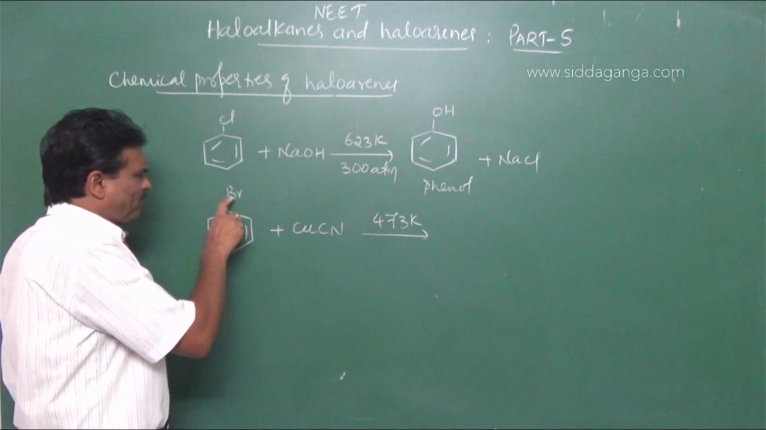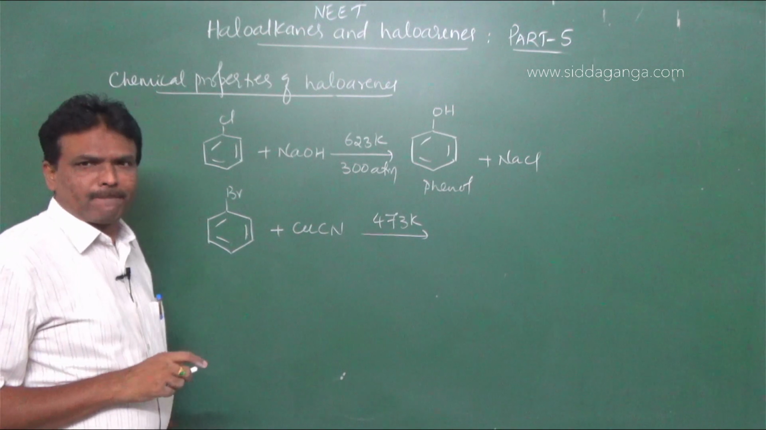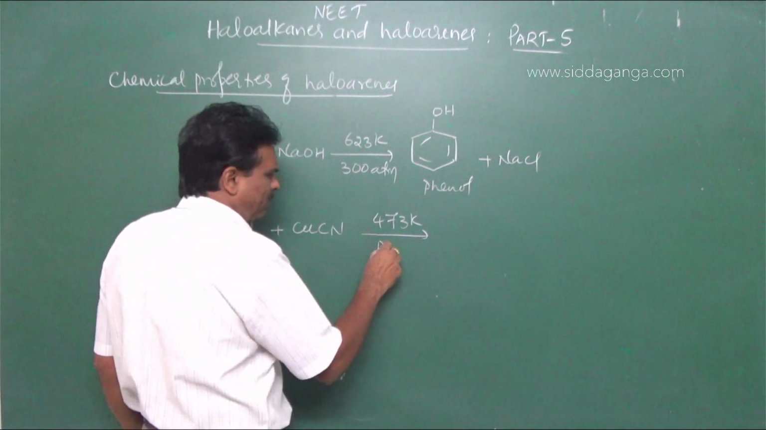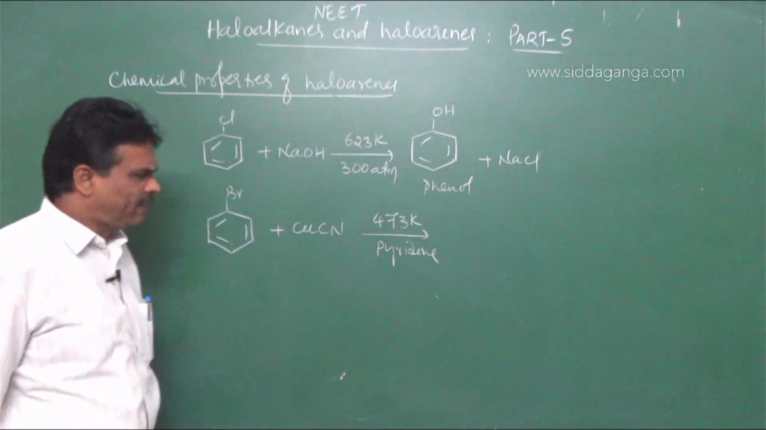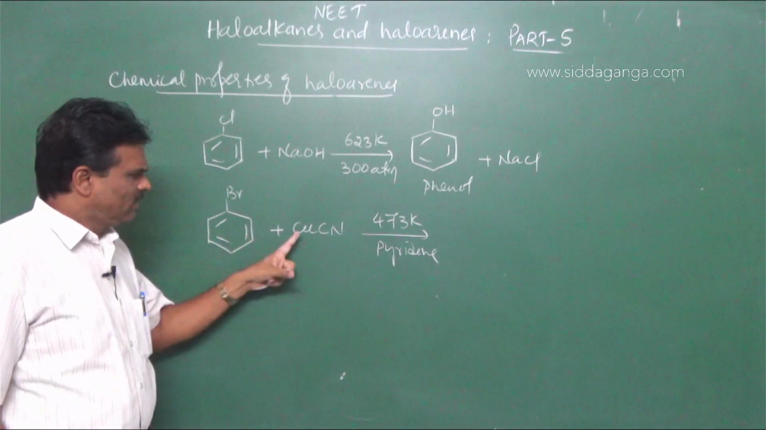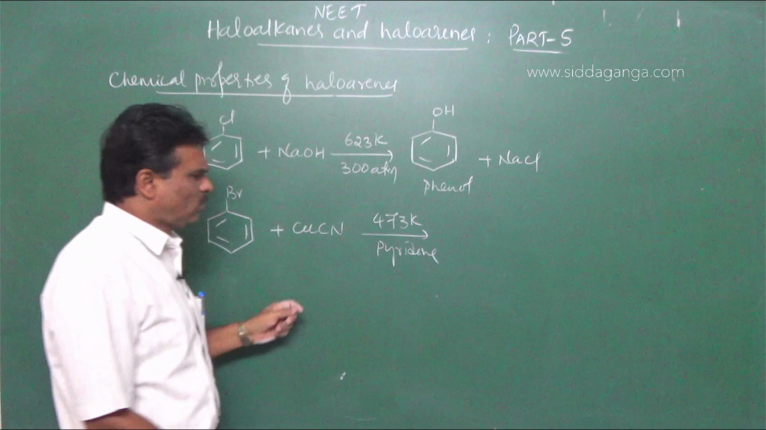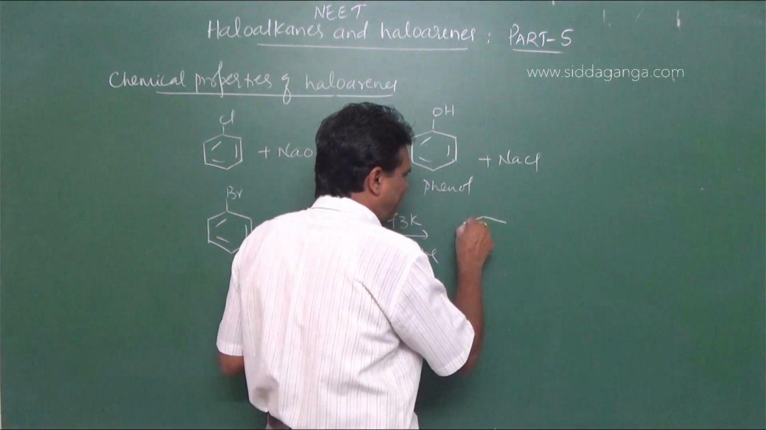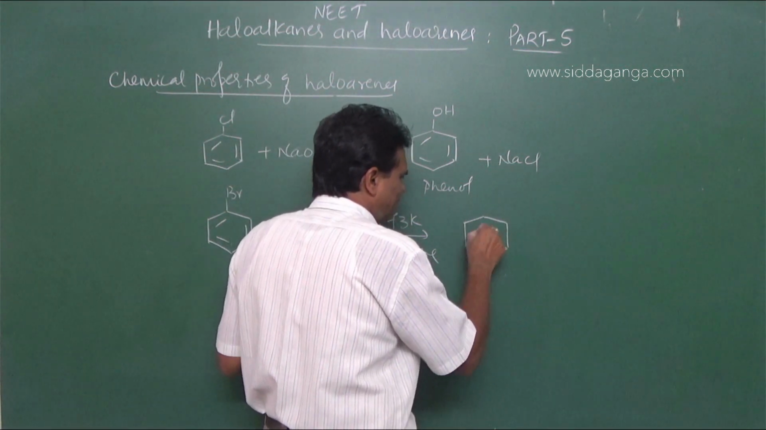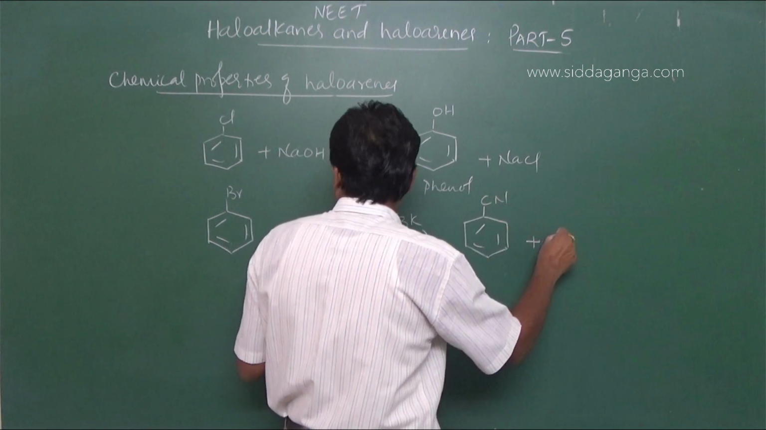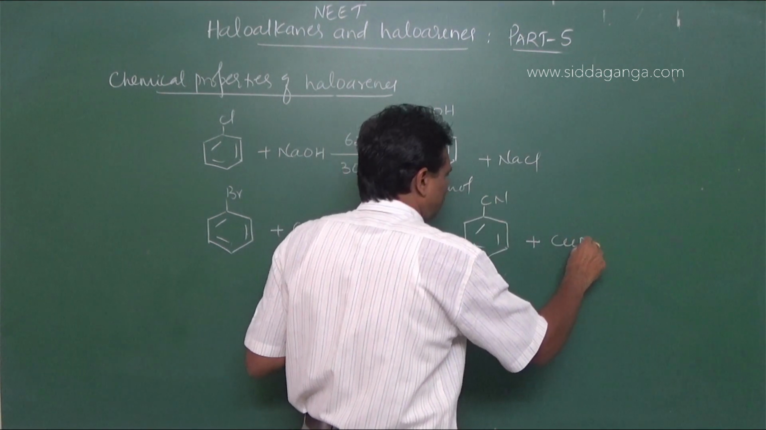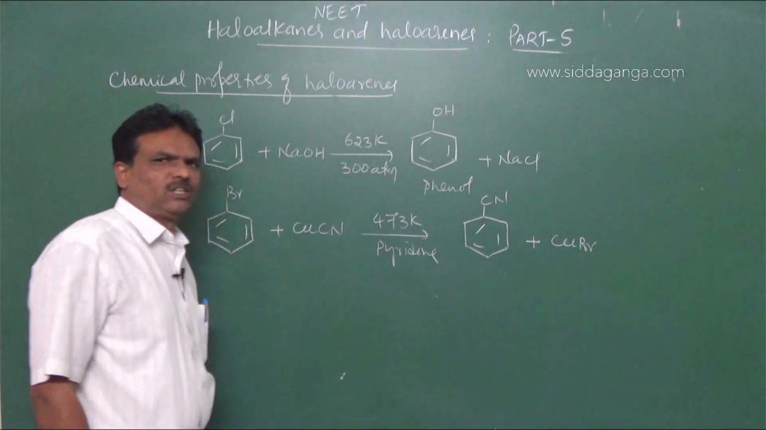So here Br is replaced by Cl. In the presence of pyridine as catalyst, bromobenzene reacts with cuprous cyanide to form phenyl cyanide, plus CuBr, cuprous bromide.